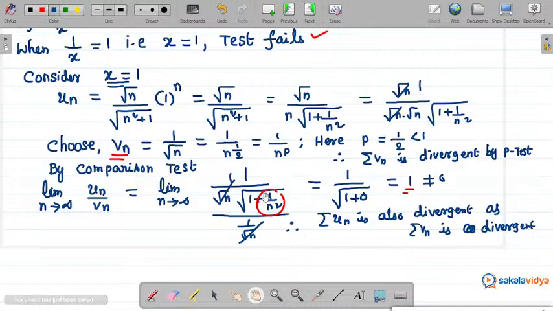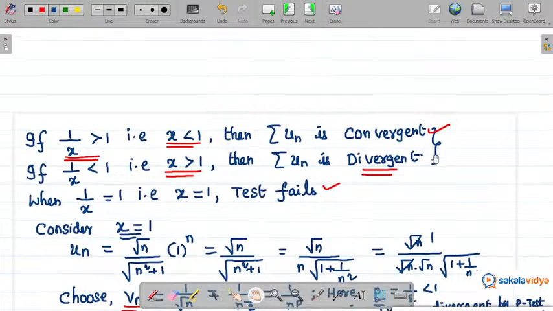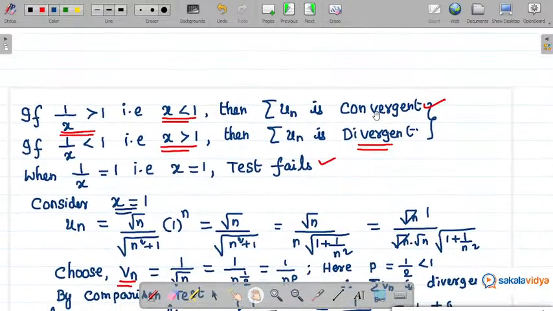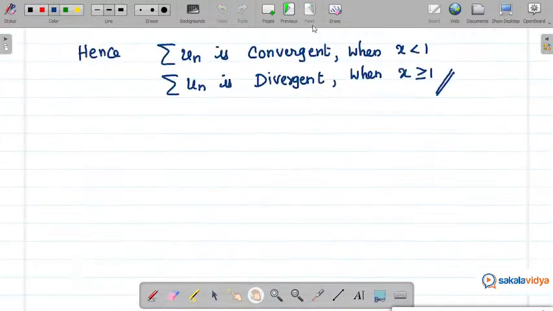So now what shall we do? We need to conclude these two statements at a time. Sigma un is convergent when x is less than 1. Sigma un is divergent when x is greater than 1 and also when x is equal to 1. Both we need to include. So the final statement we need to write is: hence sigma un is convergent when x is less than 1, and sigma un is divergent when x is greater than or equal to 1. Hence the problem has been solved.